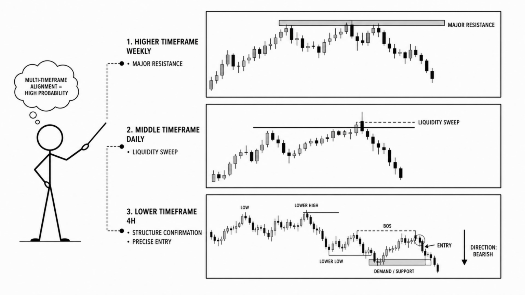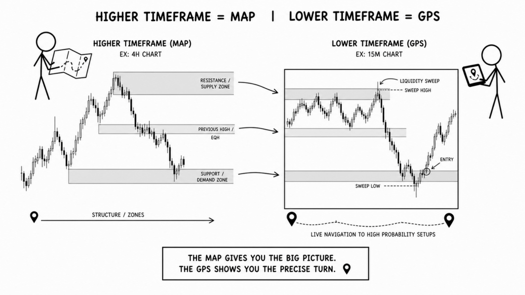There's one more layer that can make this framework much more powerful: multiple timeframes. A beautiful setup on a 5-minute chart can fail because price is sitting directly beneath major resistance on the daily chart. The higher timeframe gives you context, while the lower timeframe helps you refine your execution. Think of the higher timeframe as your map and the lower timeframe as your GPS. First, identify major highs, lows, trends and important zones on the higher timeframe, then move down and wait for the liquidity sweep and structure confirmation before considering an entry.